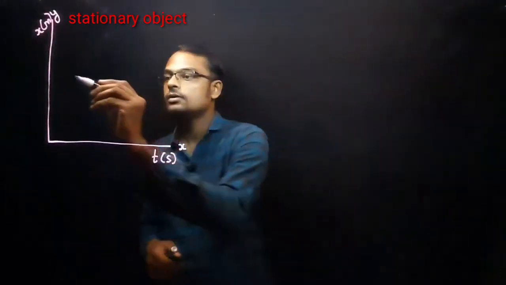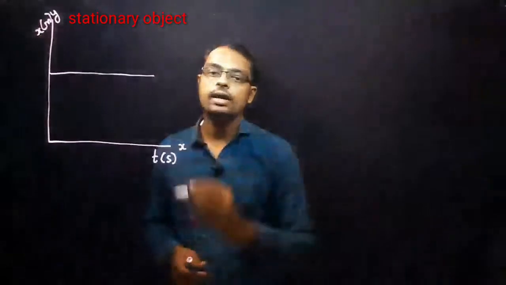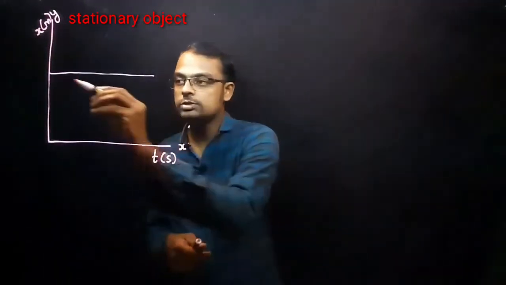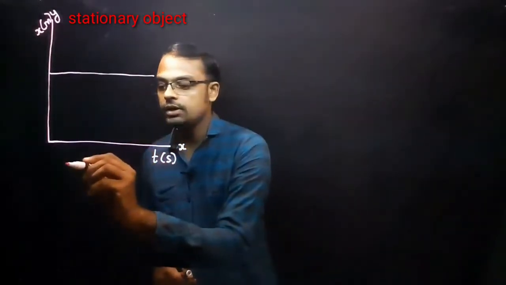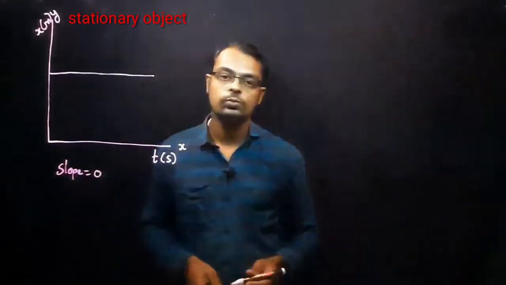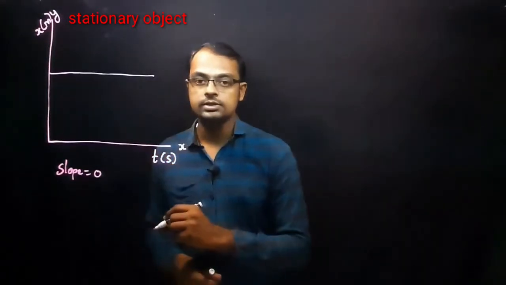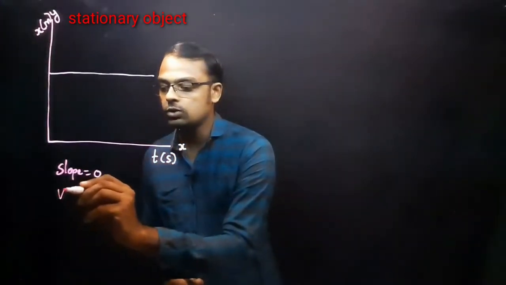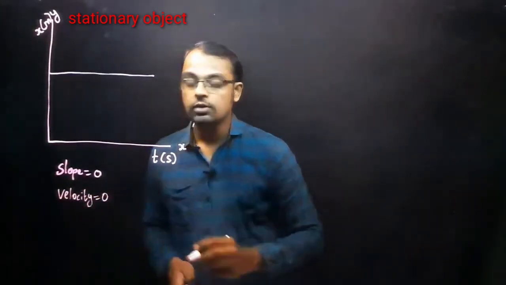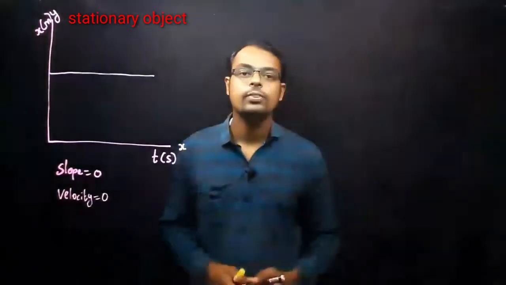Definitely you can say the graph will be a straight line parallel to the x-axis. So if it is parallel to the x-axis, what is the meaning here? The slope is equal to 0. Slope equal to 0 means we can say that the velocity is equal to 0. Slope is equal to 0 means what? Velocity is equal to 0, or the body is not moving.